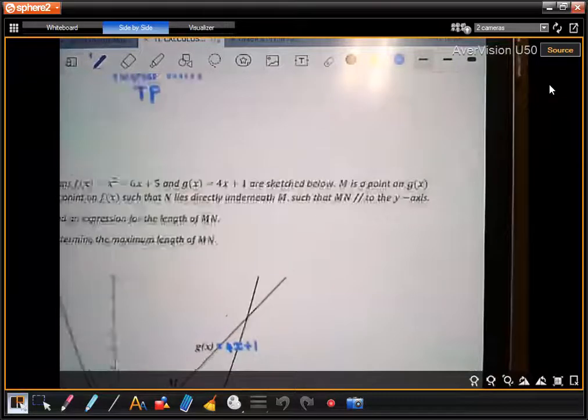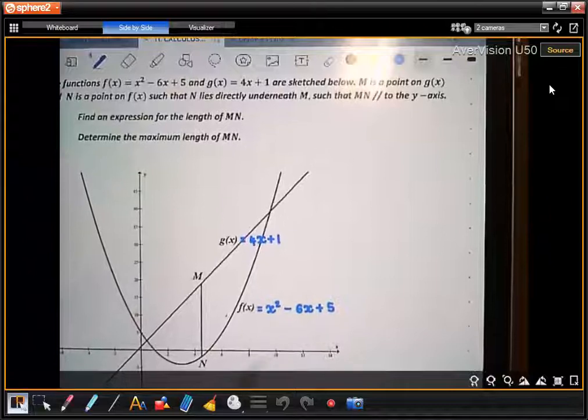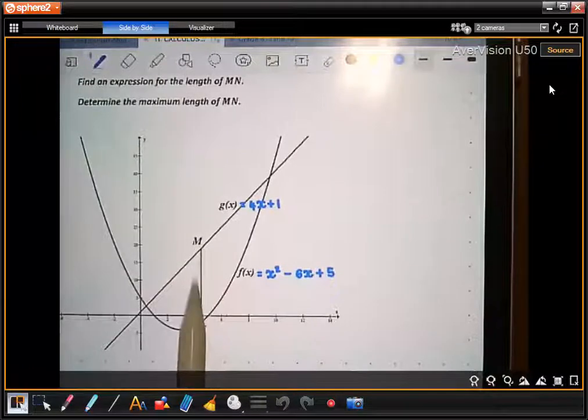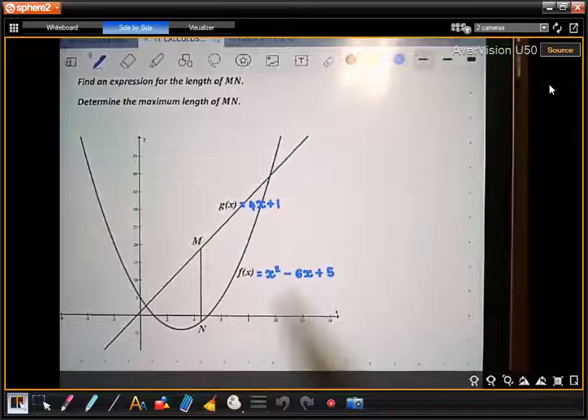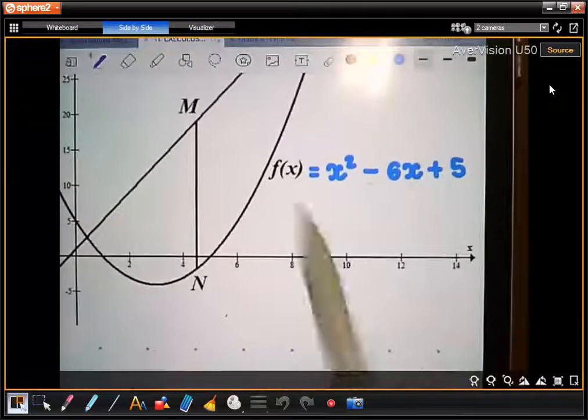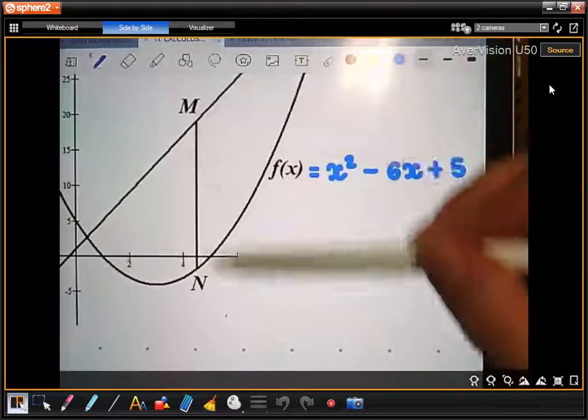Then they're telling us that M is a point on g(x). Okay, we can see that. That's what it's clarifying. And N is a point on f(x) such that N lies directly underneath M. So that means, guys, what will these 2 points have that are the same? The x coordinate will be the same, right? So these 2 points, and if you're looking at the actual picture that I have, it's fine, you don't need to be able to read it off there, but we can see that they do have the same x value, right? Like 2, something. Okay.